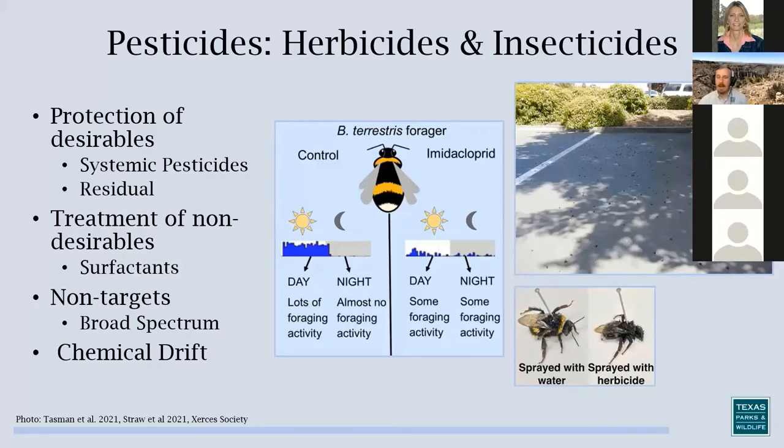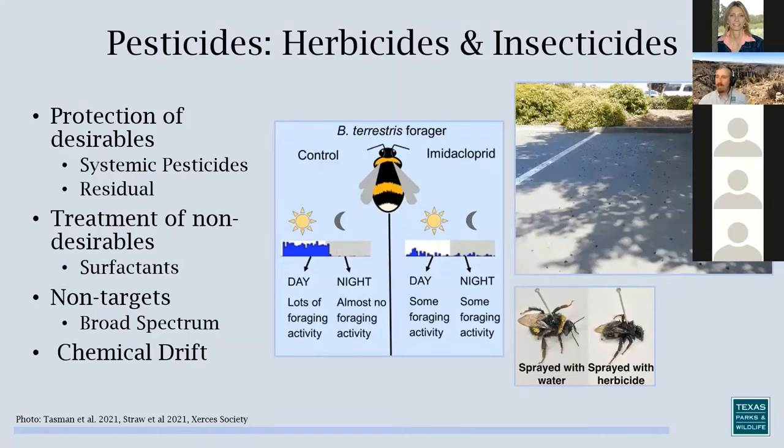And then as we treat non-desirables, there are the surfactants or adjuvants that we add to those herbicides to make them more effective in controlling the non-desirables or invasive species. Some research has recently shown that the herbicide itself might not necessarily have an impact on some of these native bees, but the surfactants, the thing that helps the herbicide stick to the plant and control it more effectively, do have an impact on some of our native bees, in particular bumblebees. So it's good to think not just about the herbicide or the insecticide, but how those other additives can impact things.